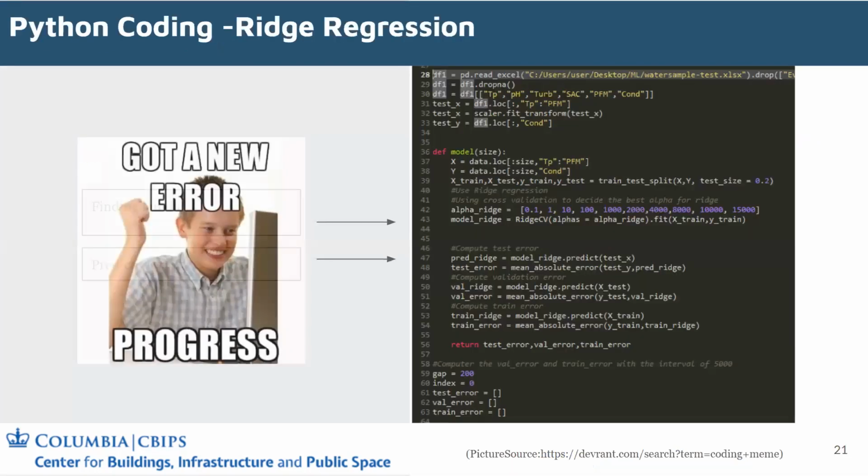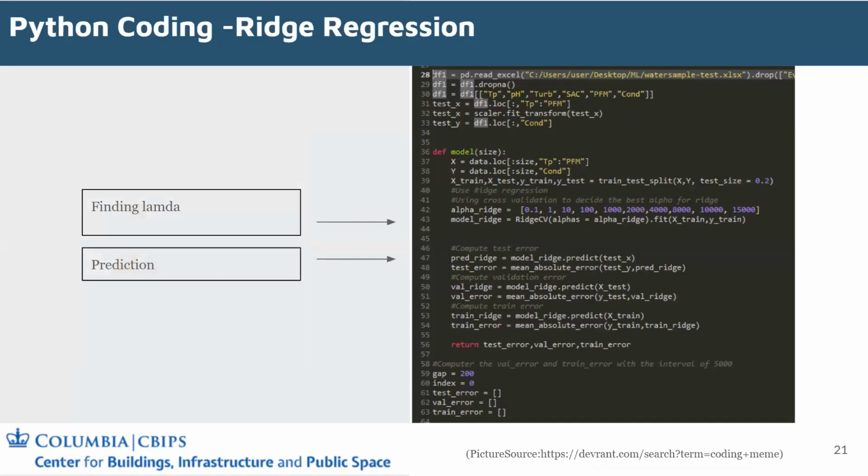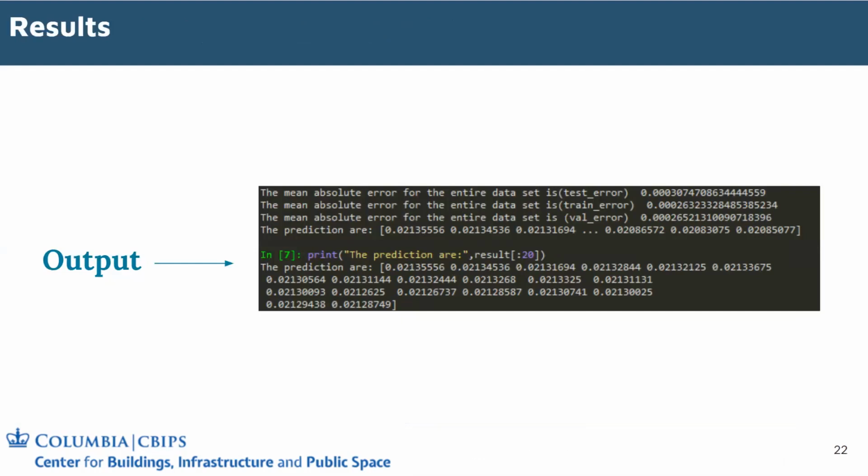This is the coding part. As I just introduced, the first line is finding lambda and the second line is prediction. You can see the output from this first model, and we will show the errors again later.